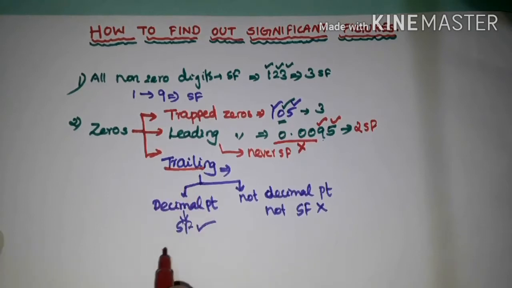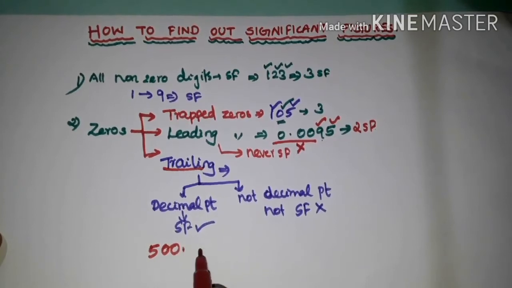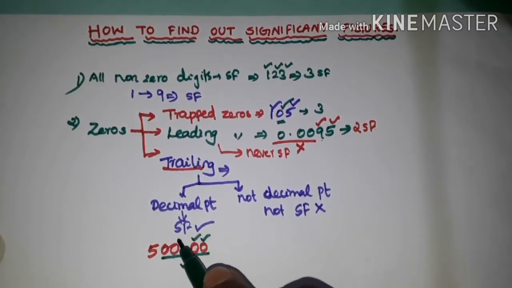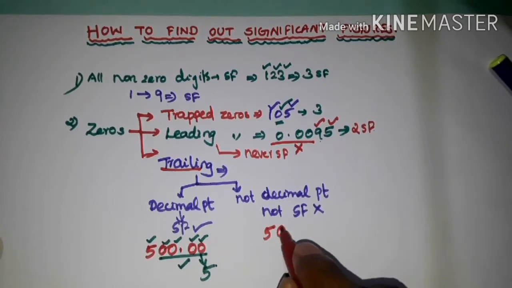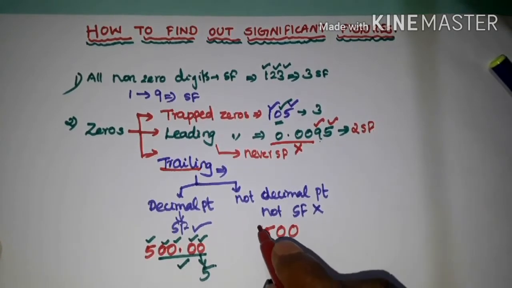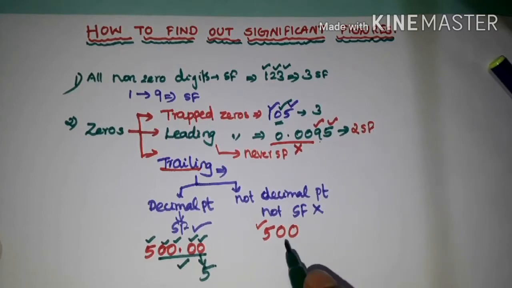So take an example for trailing zeros. Example 500.0. These zeros are trailing zeros, and the data contains a decimal point. Therefore, they are significant. 5 is a non-zero digit, therefore it is also significant. Total 5 significant figures are there. Next, take 500 as the example, which does not contain any decimal point. This 5 is a non-zero digit, and trailing zeros are not significant because the data does not contain any decimal point. Total 1 significant figure is there.